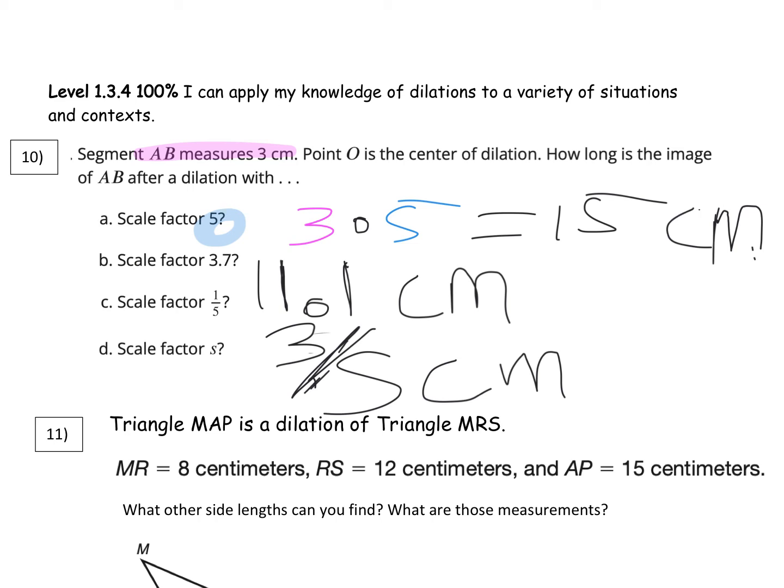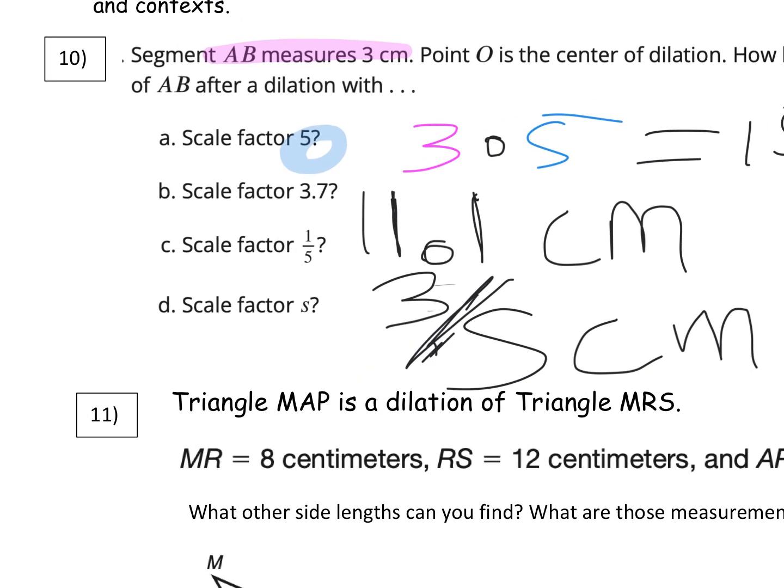Okay, and then last but not least, if you don't know what the scale factor is, and we're going to use the letter S, you're still going to multiply it by the original distance, right? So you're still going to do 3 times that. We're just going to represent it algebraically as 3S.